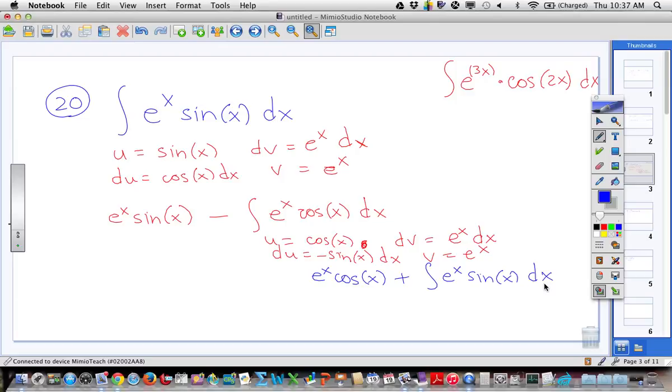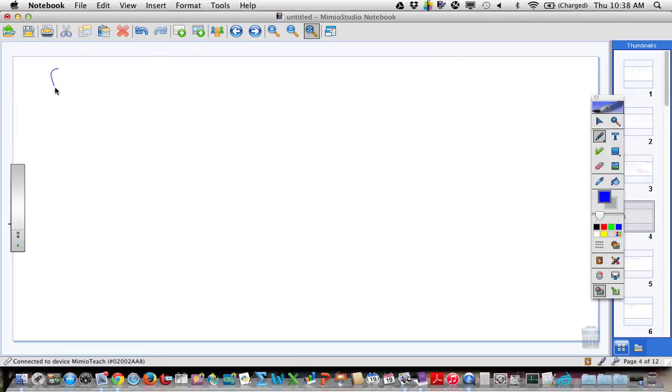But that's actually a good thing. Well, sure, yeah, this is basically an endless loop. No, here's what we have now. Let me go to a new page. So what we have is our original integral. Write this down.